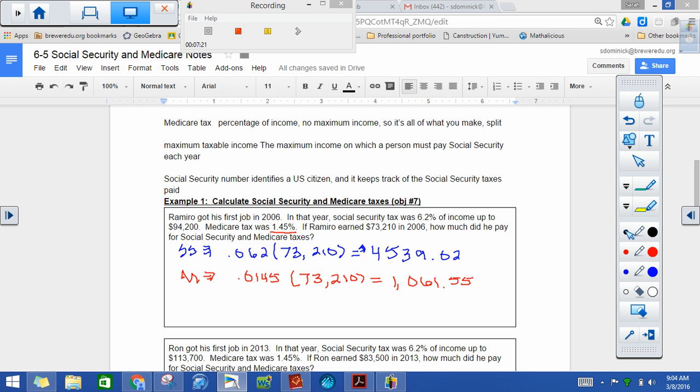They want both of them together, so you just have to total them. So I'll just add them up. And if you add those up, your total will be $5,600.57 for the year. So that would be their FICA tax, right? F-I-C-A, all together, Medicare and Social Security. Okay, the next one down is really, really similar.